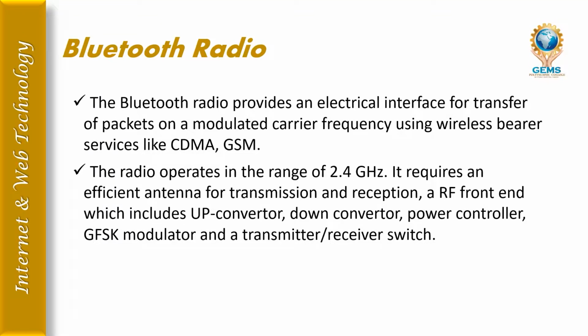Bluetooth radio provides an electrical interface for transfer of packets on a modulated carrier frequency using wireless bearer services like CDMA and GSM. The radio operates in the range of 2.4 gigahertz, so it requires an efficient antenna for transmission and reception. The radio frequency front end includes an up converter, down converter, power controller, GFSK modulator, and the transmitter or receiver switch.